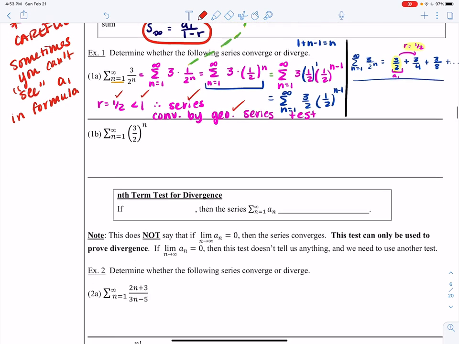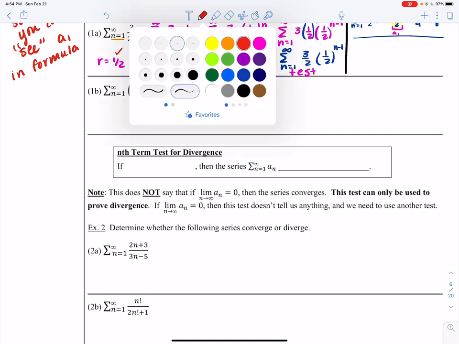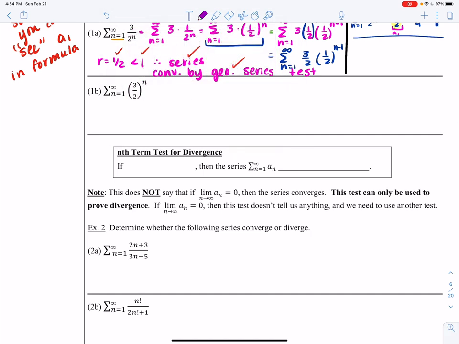Let's do it again. If I look at the next one, remember, when in doubt, list out some terms. So let's list out some terms. I could sit here and I could plug in 1. If I plug in 1, why 1? Because this says it's going to start at 1. I've got 3/2 to the first power. That's going to be 3/2. Then I plug in 2. 3 to the second power is 9, 2 to the second power is 4. Then I plug in 3. I'm going to get 27 over 8.